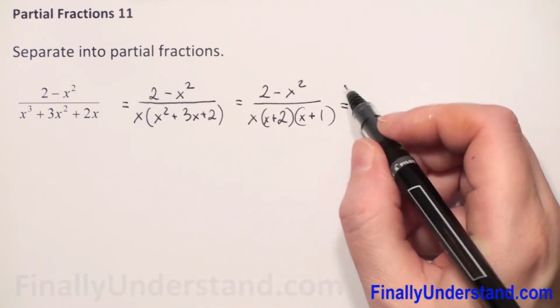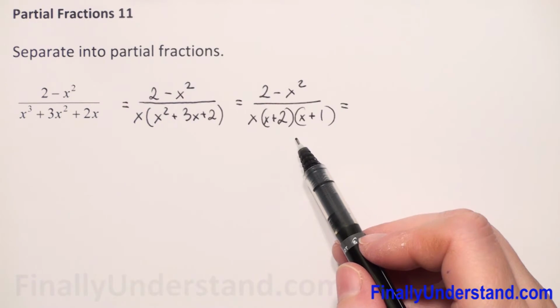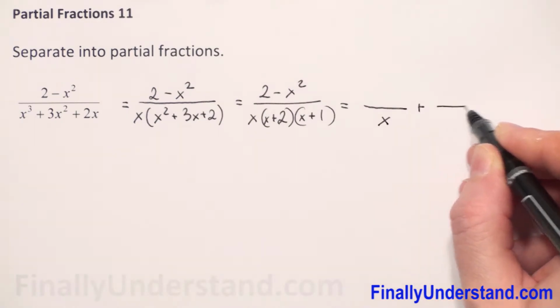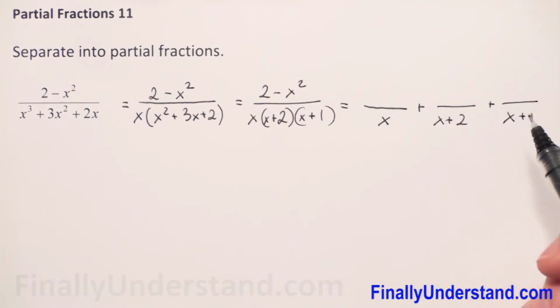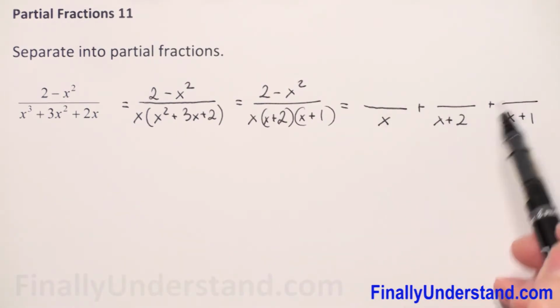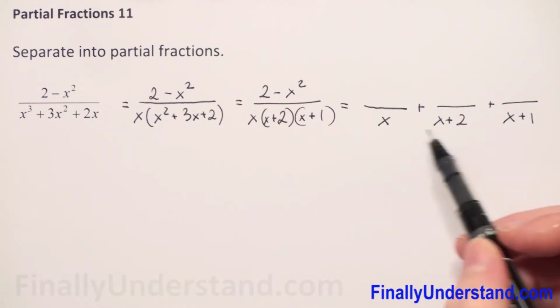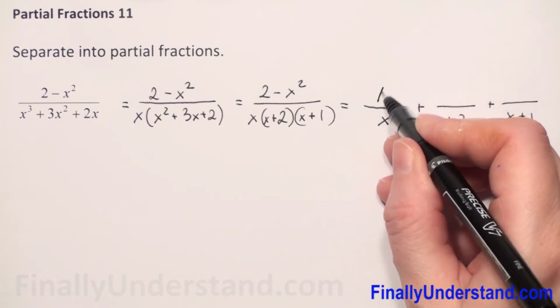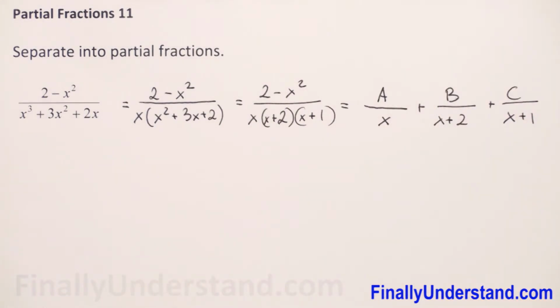So now every factor of the denominator will be the denominator of our partial fractions. So first we have x, next we have x plus 2, and we have x plus 1 in the denominator. And next, what will be in the numerators? We have to check our denominators. We have different linear factors. When we have different linear factors, in the numerators we have only constants. So it will be A, B, and C. And we have to find A, B, and C. A, B, and C are our unknowns.